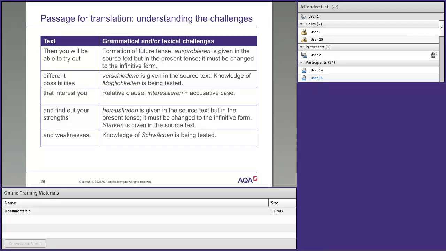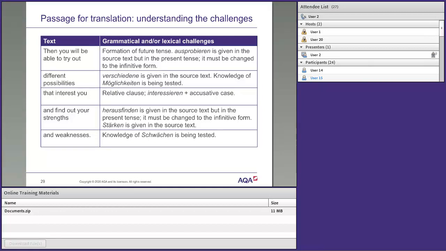The future tense, in this case, you'll be able to try out. Again, ausprobieren was given in the text in the present tense. They need to know how to change from something in the present tense to an infinitive, and again, I think we see that later on as well. Verschiedene was given in the source text. The knowledge of Möglichkeiten was being tested. That interests you, use of relative clauses, and again, interessieren plus a certain case.